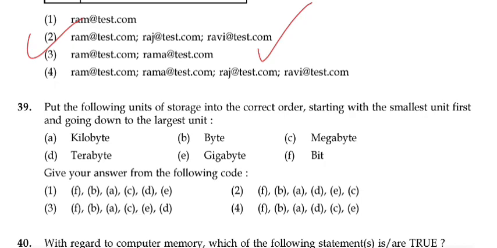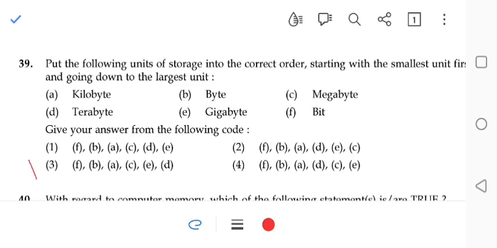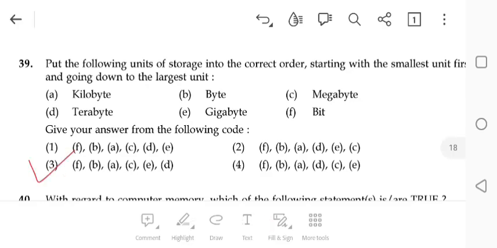Let me not read it. Let me give you the correct option. It will be number 3. F will come first. Bit is the smallest unit of data or storage calculation. Then B, byte. Then A, kilobyte. Then C, megabyte. Then gigabyte will come, and then terabyte. So terabyte is the biggest unit for data calculation.